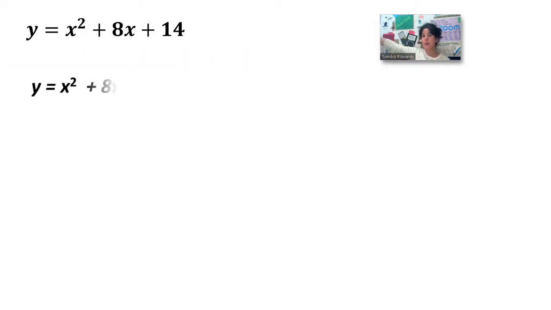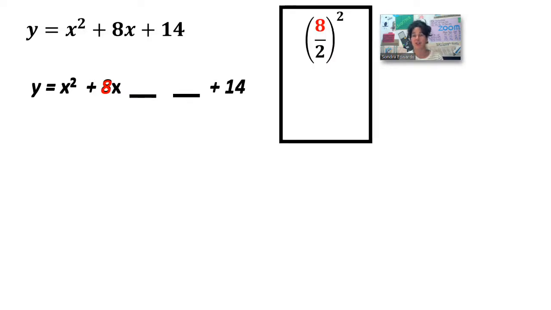Next, we're going to scoot over that plus 14. We're clearing a space so that we can choose our own number that will make this a perfect square. When we go to choose the number, we take the 8 divided by 2 and square it. So we have 4 squared, which is 16. So now we have a perfect square. But we have to undo what we just did so that this line is equivalent to this line.